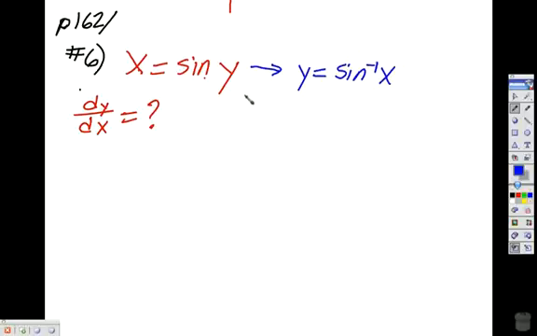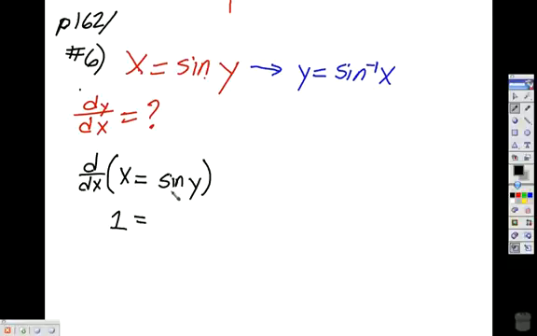But we can still find the derivative, dy dx, by doing implicit differentiation on the original equation. And here's what that would look like. We're going to take the derivative of the entire equation, x equals sine y. The derivative of x is 1.